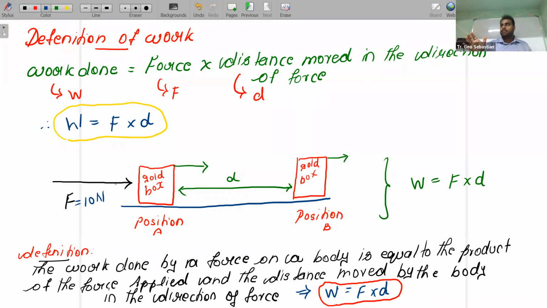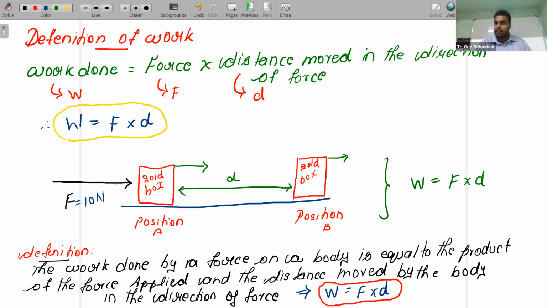So when a 10 Newton force is applied on a gold box at position A, the box will move in the direction of the force applied. You can see that. How much distance did it travel from position A to position B? That is what we consider as the distance moved in the direction of force. And how much force you apply, the product of both we call work done.